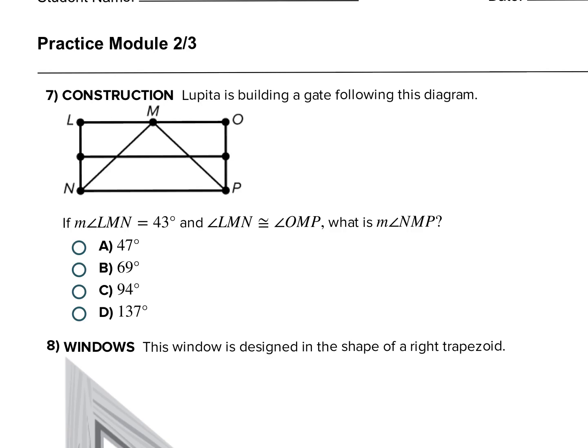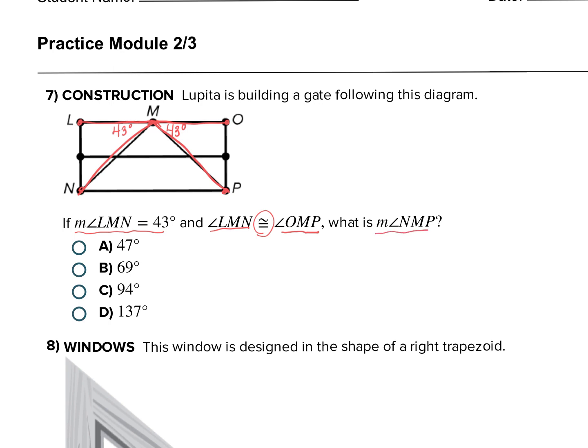This question is telling us that the measure of angle LMN is 43 degrees. So that's this angle here, 43. And angle LMN is congruent to angle OMP. If these two angles are congruent, then that means this is also 43 degrees.